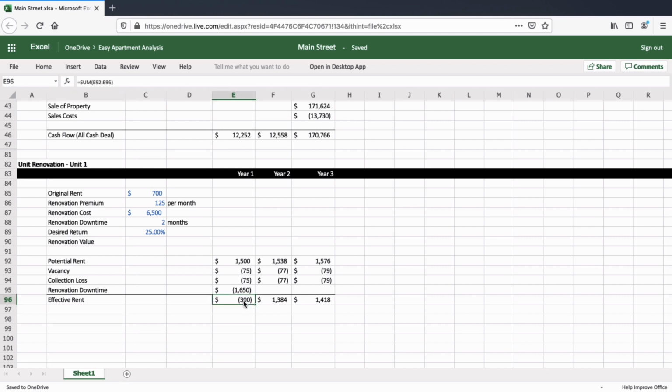In year 1, you're going to lose some money, and we didn't even talk about the renovation cost yet. In year 2 and year 3, you reap some of the rewards of the renovation. Next, we'll look at the operating expenses. The only operating expense we're concerning ourselves with is property management.